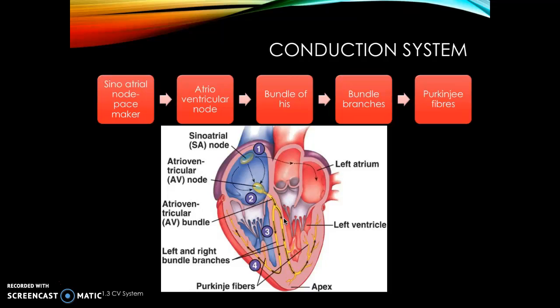The impulse then goes to the AV node, which then travels down the bundle of His and reaches the bundle branches. The impulse spreads up the Purkinje fibers around the ventricles, which causes the blood to be pumped up through the heart, through the semilunar valves, to the correct parts of the body and the lungs.